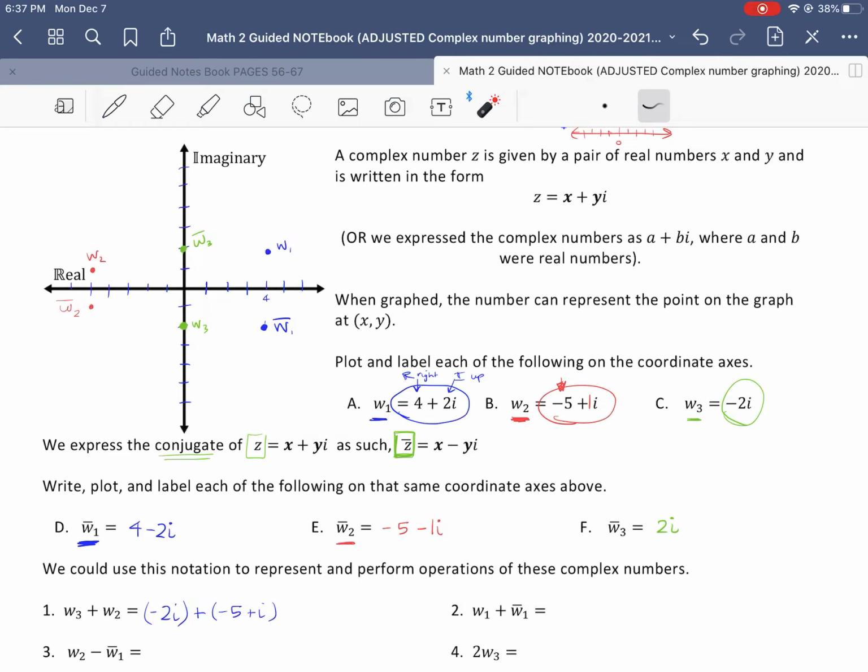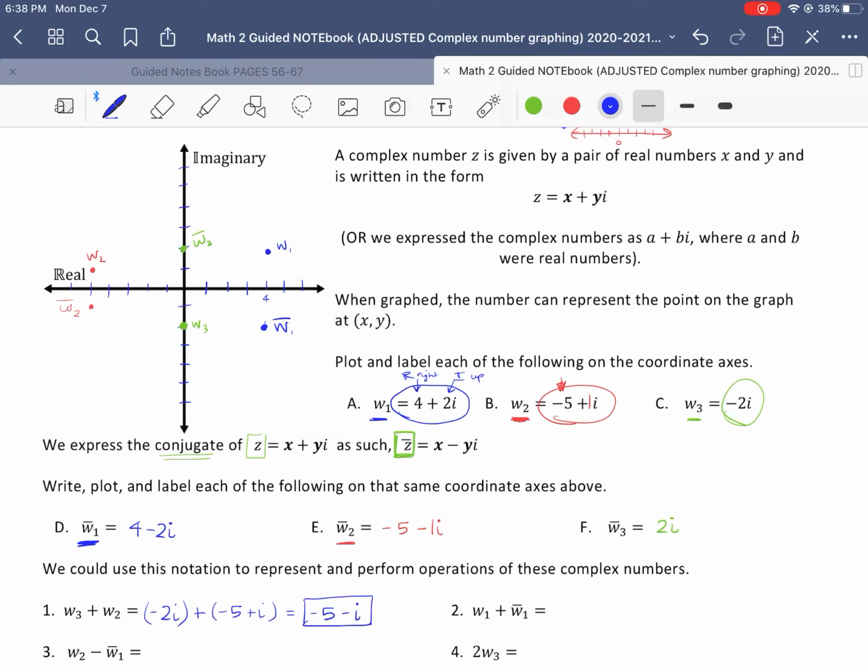Now remember, when you add them, you just add like terms. So this imaginary piece will combine with this imaginary piece. So I have negative 2 plus 1. And the negative 5 stays out front as the real number piece. It doesn't have anything to combine with. Negative 2i plus i would be negative 1i, or in other words, just negative i.